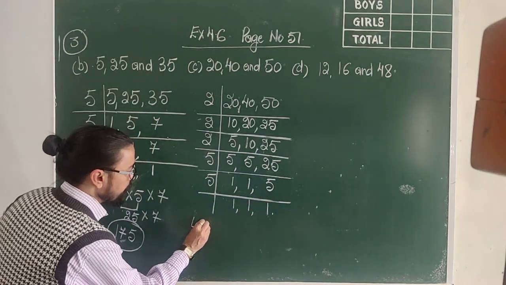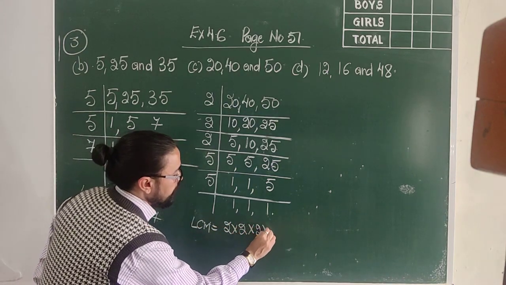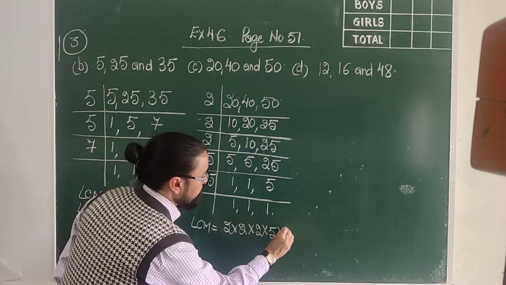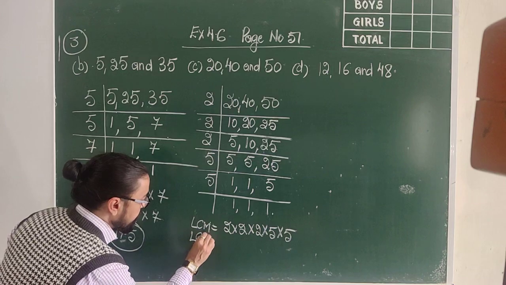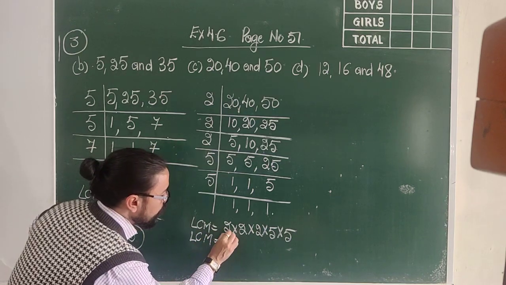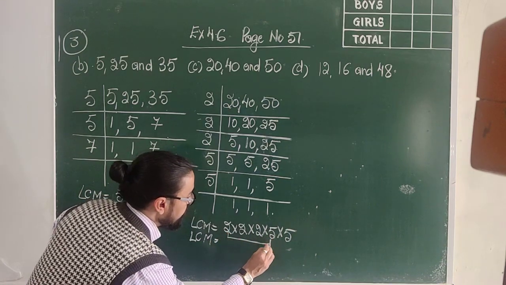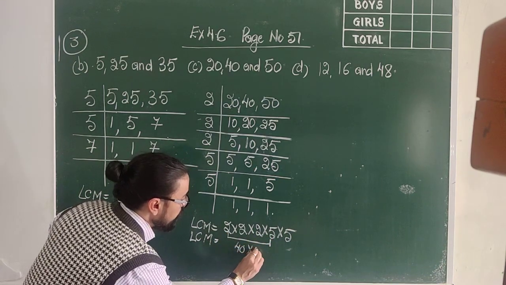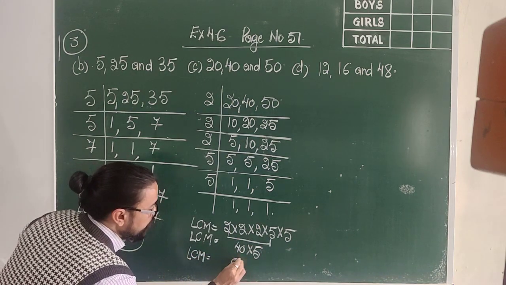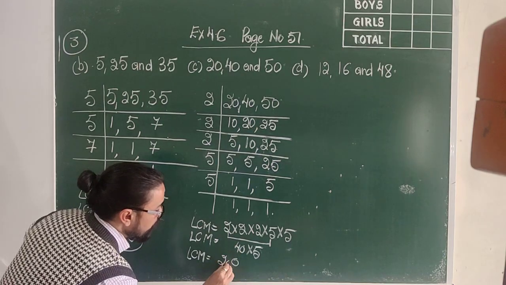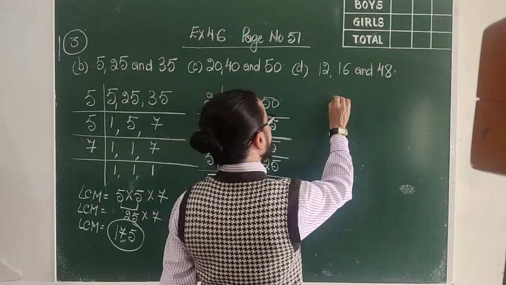So my LCM would be 2 into 2 into 2 into 5 into 5. The LCM will now work out to 2 2s are 4, 4 2s are 8, 8 5s are 40. So from there to there I will write 40 into 5. So my LCM would be 200, 5 4s are 20. 200 is my LCM. Let's go to part D.